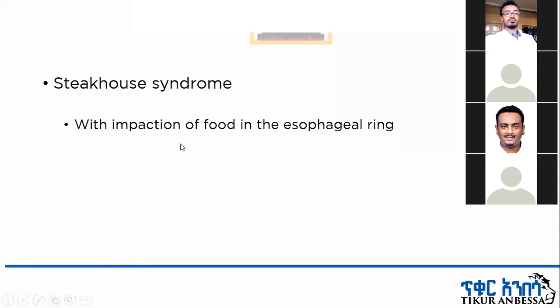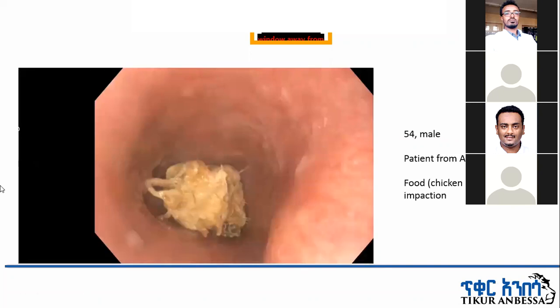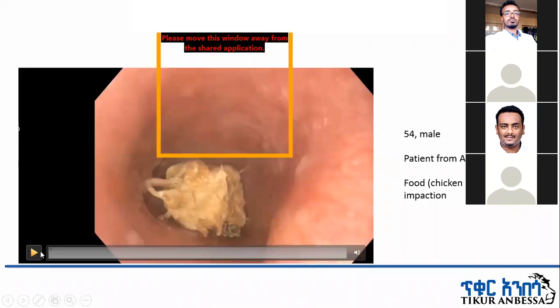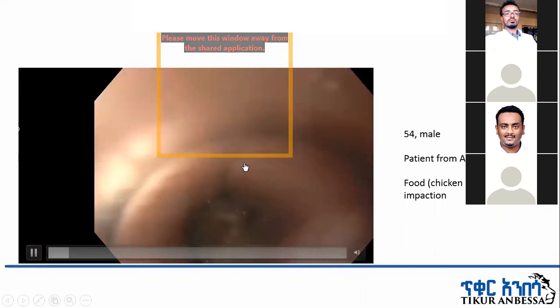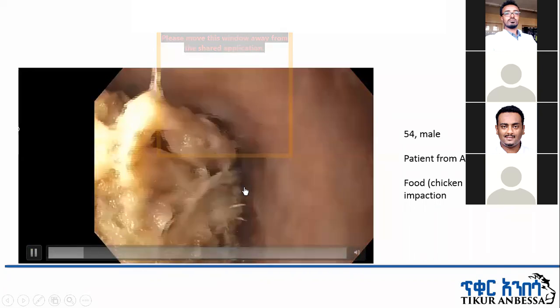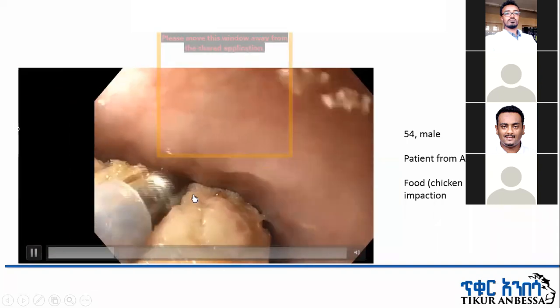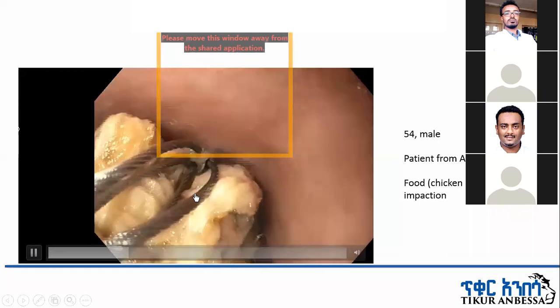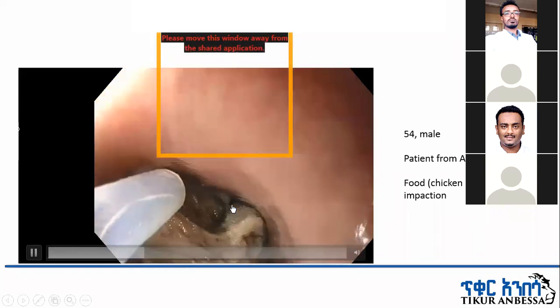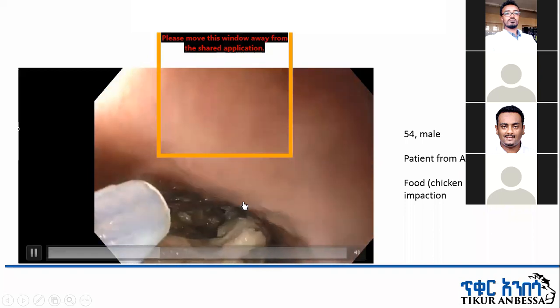This is called steakhouse syndrome because it usually occurs in places where patients consume steak, and because of the large bolus size, they could come with dysphagia during that period of time. It's a good example. This is a patient who came around European Christmas with impaction of food on a ring, actually, and this is chicken for the holiday of Christmas, and as you can see, it has occluded the lumen of the distal esophagus. So this is a retrieval with the basket actually.